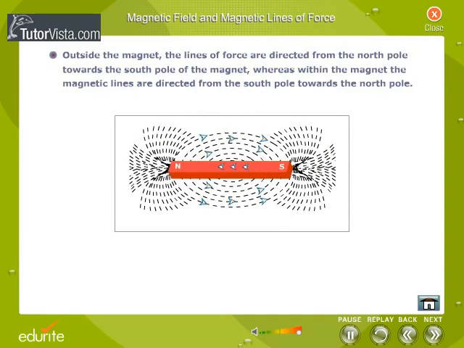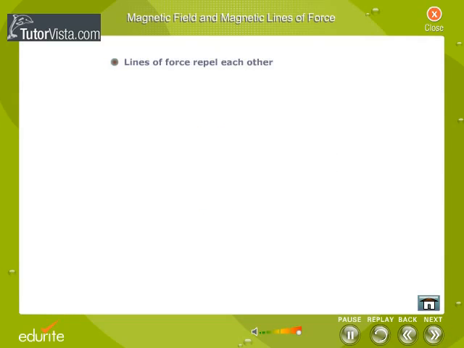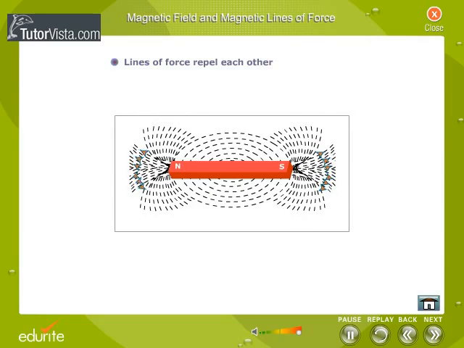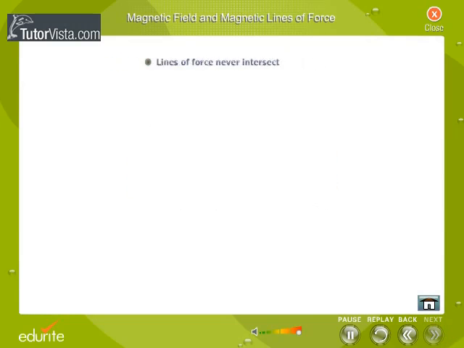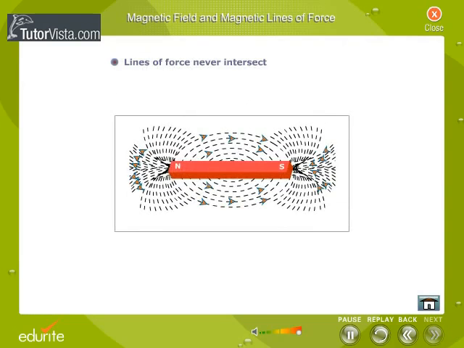Outside the magnet, the lines of force are directed from the north pole towards the south pole of the magnet, whereas within the magnet, the lines are directed from the south pole towards the north pole. Lines of force repel each other. Lines of force never intersect.